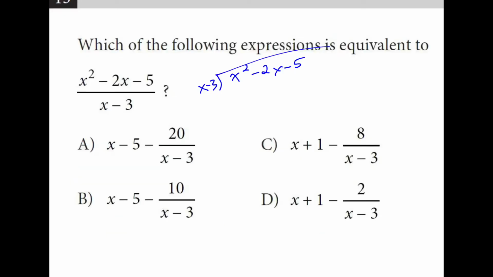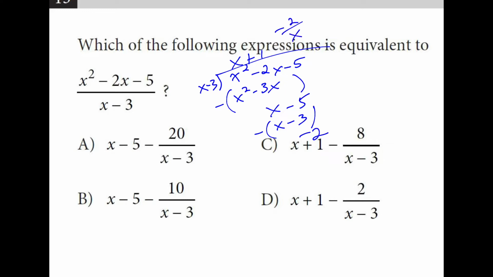So if I use polynomial long division, this goes in at least x times. This would be x squared minus 3x. If I subtract that, the x squareds go away. This becomes x minus 5. And this goes in one time. And if I subtract that, I have a negative 2. So negative 2 over x minus 3. X plus 1 minus 2 over x minus 3.